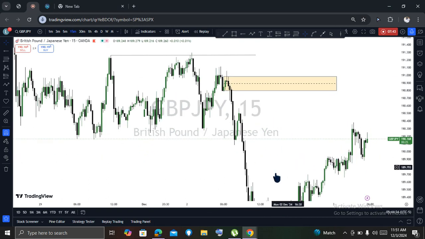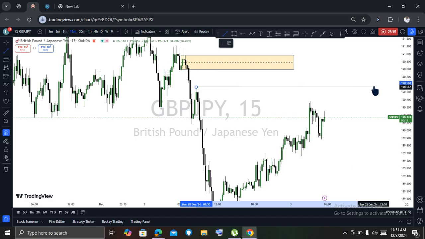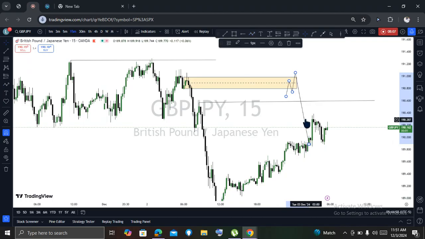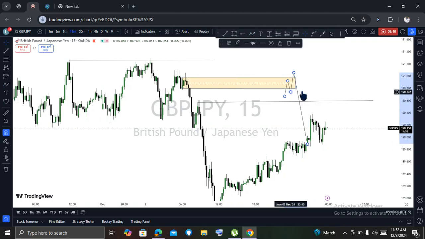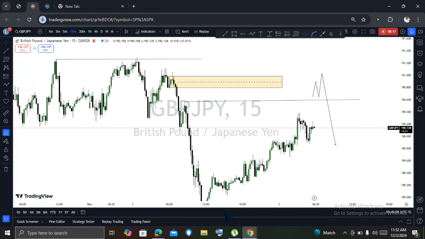So I'm looking forward to it to read this inducement over this area, and tap into my POI around this area. Tap into my POI around this area. And so that's what I'm actually looking forward to. And that's my trade idea on GBPJPY.